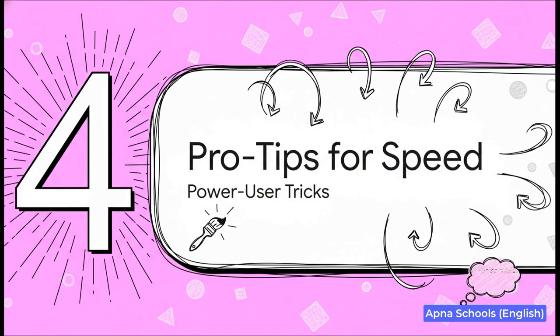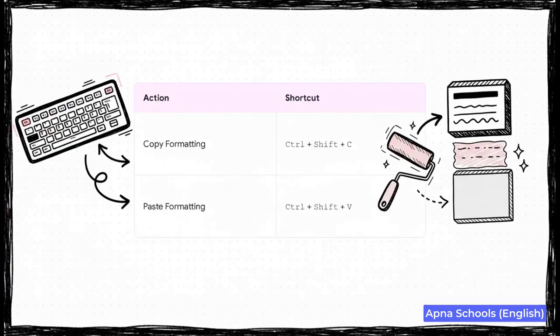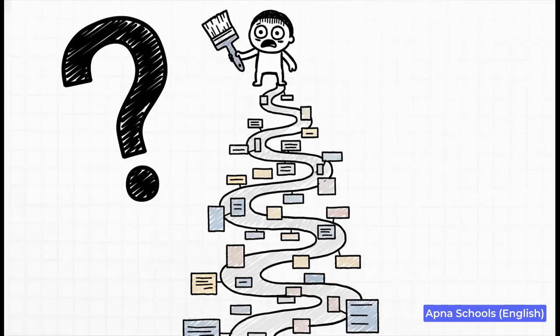But wait, that single-click method? That's just the beginning. Now we're going to get into the real pro tips, the stuff that will turn you into a formatting superstar. If you're someone who lives and dies by keyboard shortcuts, you are going to love this. Forget clicking the icon, just select your source text and hit Ctrl-Shift-C. That copies the formatting. Then go to your new text and hit Ctrl-Shift-V to paste it. Think of it like a copy and paste, but just for the style. So cool.